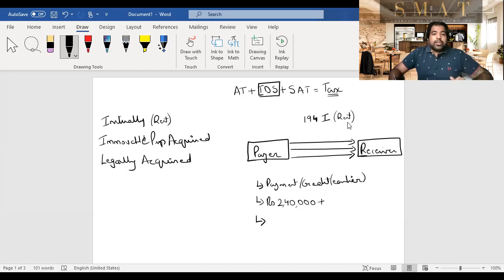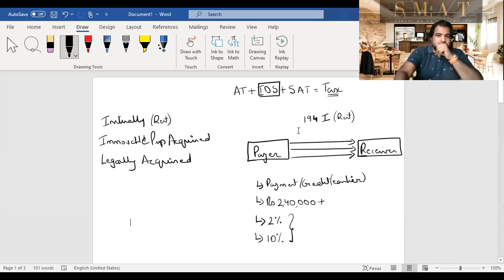Guys, for plant and machinery, it's only 2% because there's not much margin in that. And for furniture and for land and building, it is 10%. So these are the 2 rates for TDS which you need to deduct and pay to the government. That's it, guys. 194I. I is initially on rent.